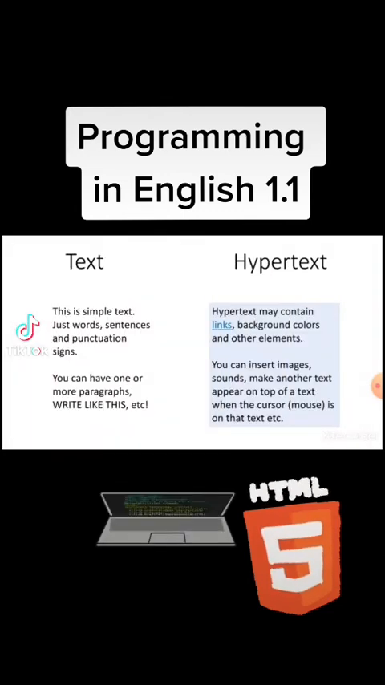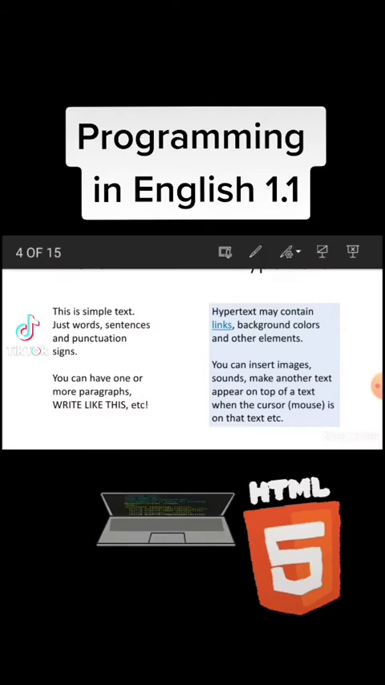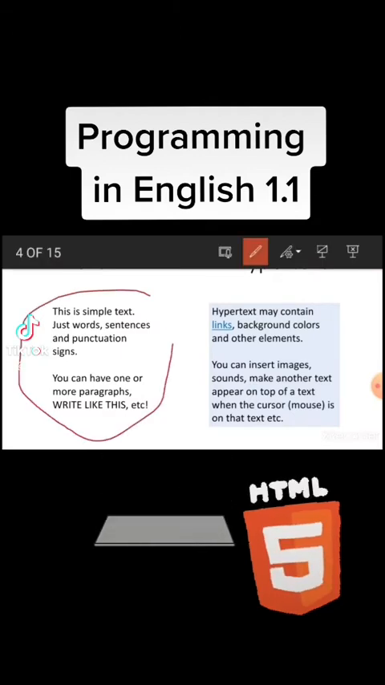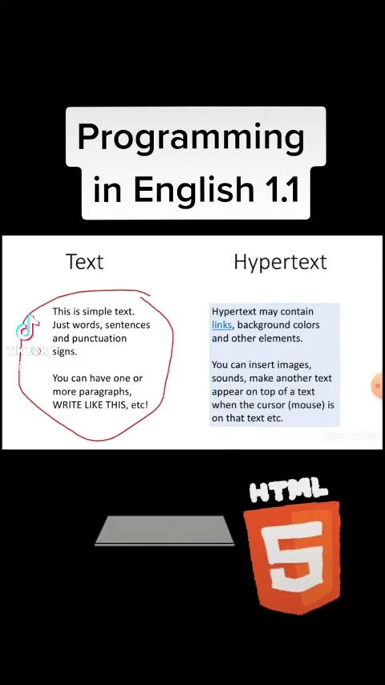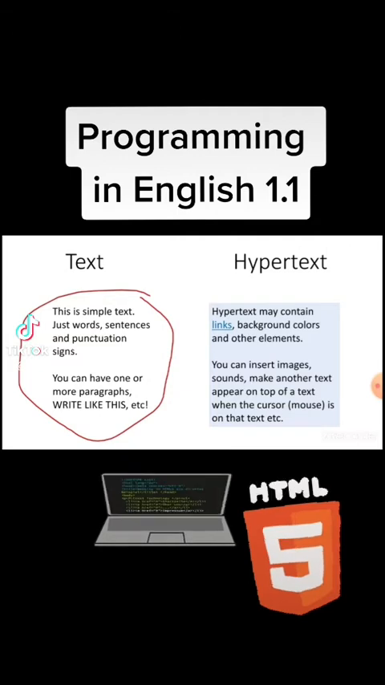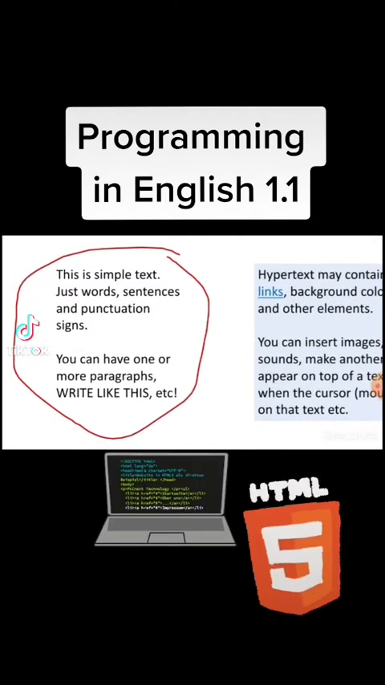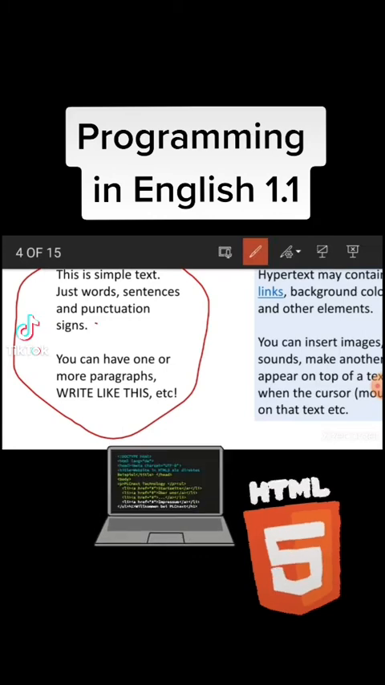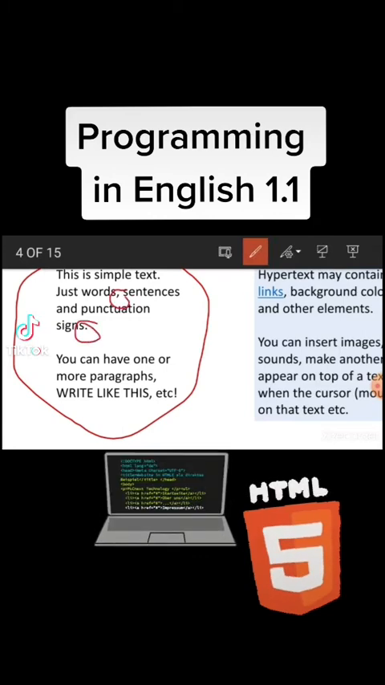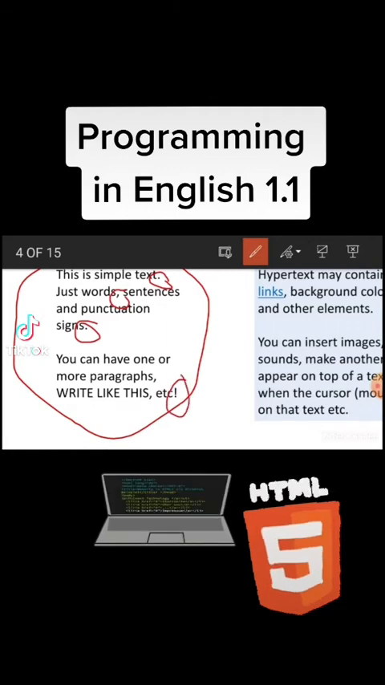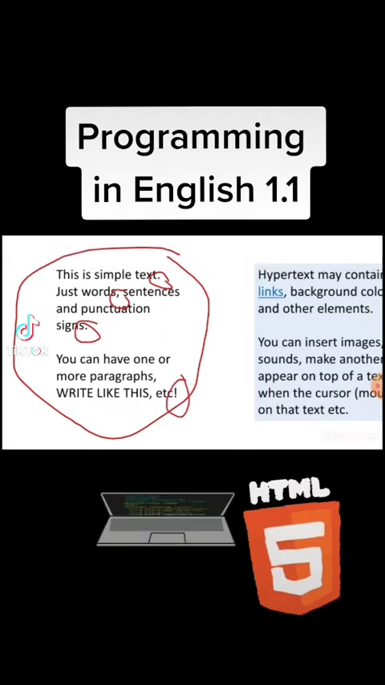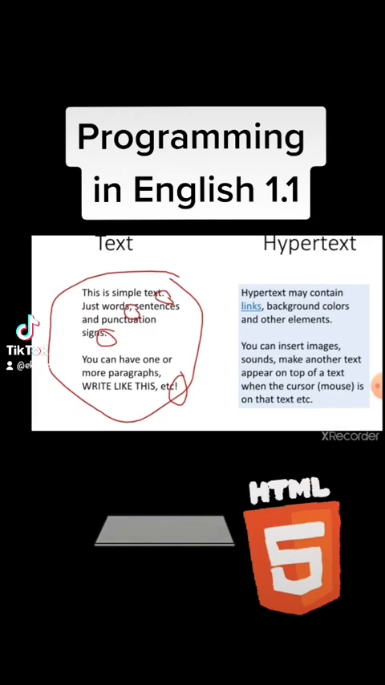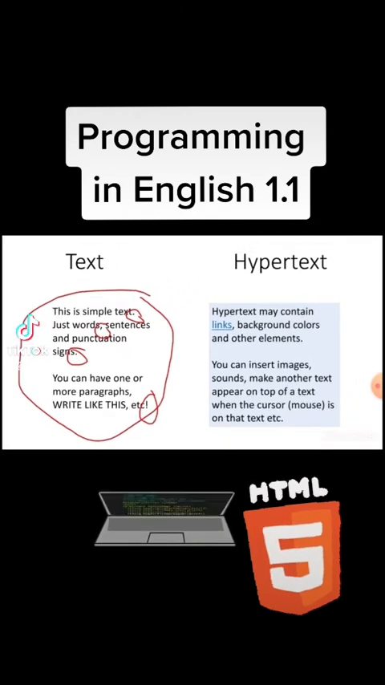Here we have two texts. On the left, we have plain or simple text. This is just text. It contains words, sentences, and punctuation signs. What are punctuation signs? Here we have 1, 2, 3. In the end, we have this one. Right. So you can have one or more paragraphs, using caps lock, etc. Anyway, this is just simple text.